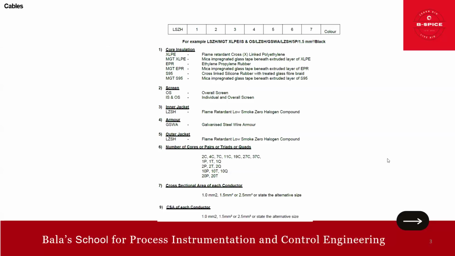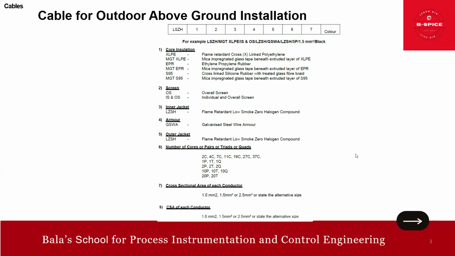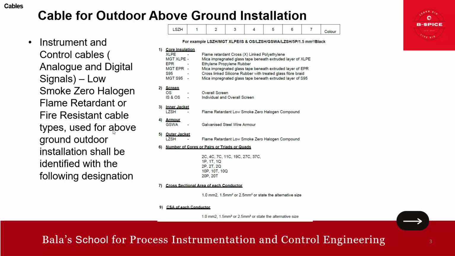Then the next one, this is not burial, but still again an outdoor cable. Okay. So here also it is the same, friends. You can see here core insulation: XLPE, MGT XLPE, EPR, MGT EPR, S95, MGT 95. This is about the core. Then screen, you also have all the options: overall, individual and overall. Then inner jacket, LZSH. Armor is also the same. Outer jacket is also the same. The only difference is that for burial we have many options for the inner jacket, but here there is only one option. The number of cores is as usual. There is nothing much to deliberate on this.